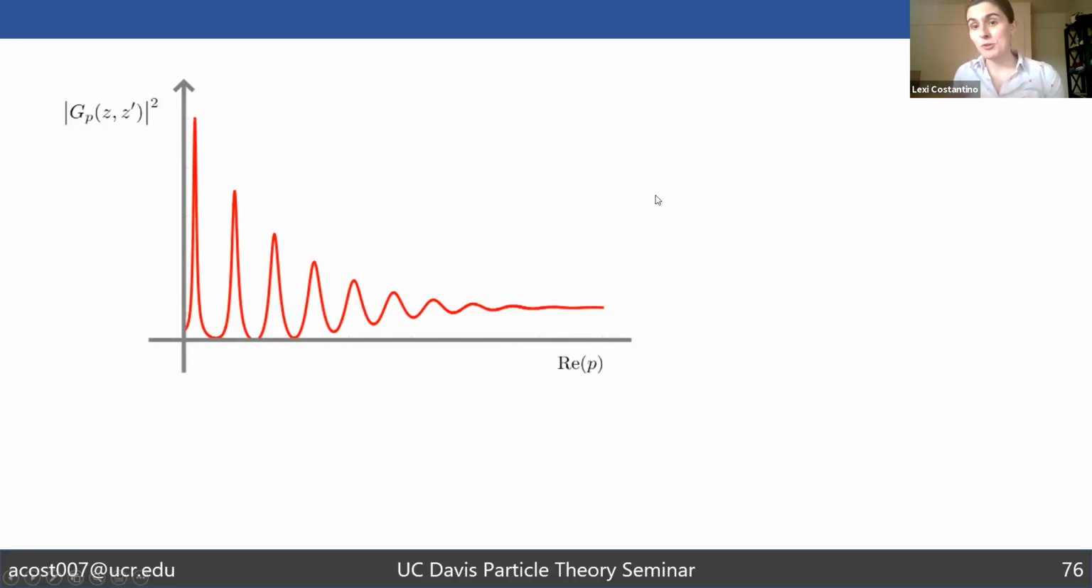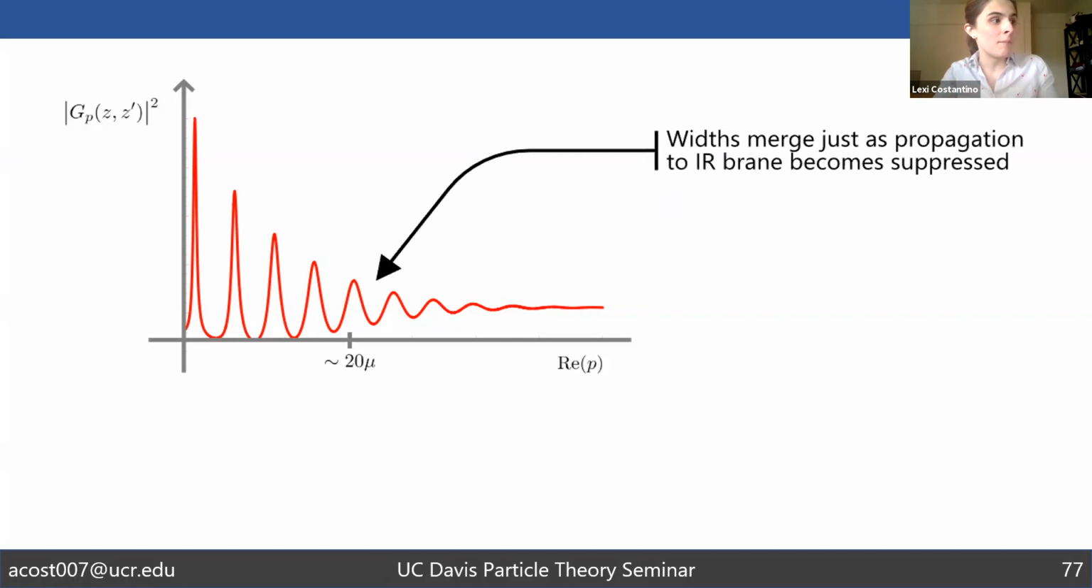I haven't shown the scales because, of course, this will depend on the various parameters, the curvature and so on. Choosing some benchmark parameters, I found that for the parameters I used, this happened roughly at about 20 times the KK scale, but it can also happen much, much higher. So this can in principle happen just after the first five or six-ish KK modes. And the widths actually merge.